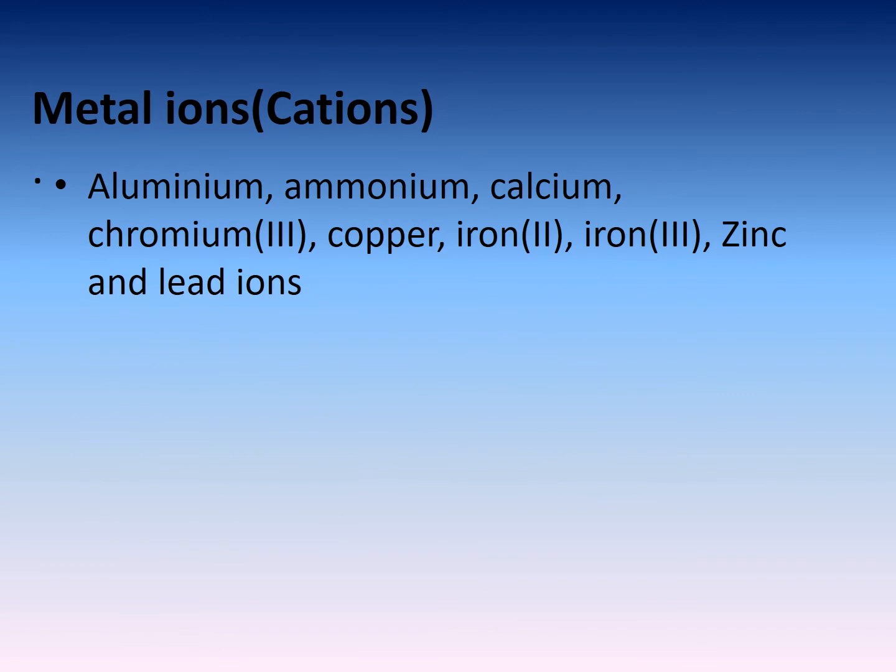Now we are going to study metal ions or cations in detail: aluminium, ammonium, calcium, chromium 3, copper, iron 2, iron 3, zinc and lead ions. You can see that there are a total of 8 or 9 types of cations which are in your syllabus and which will be studied in detail.